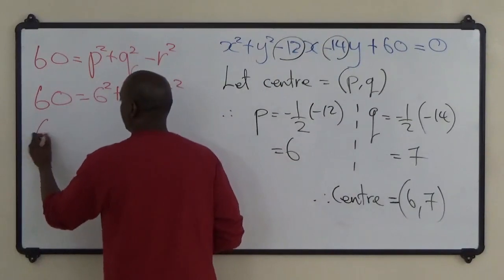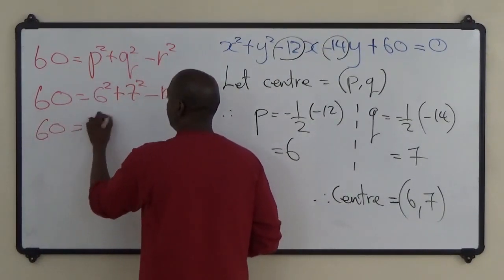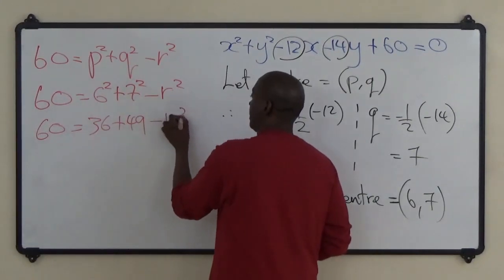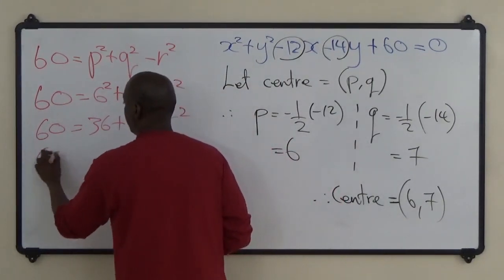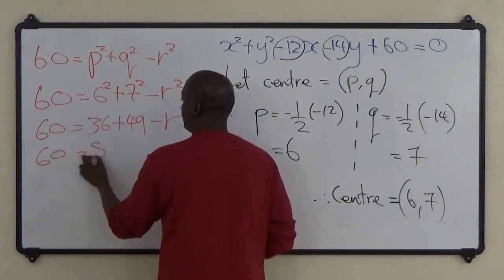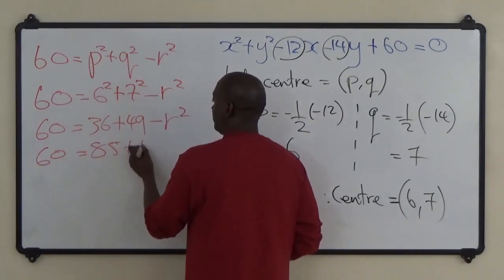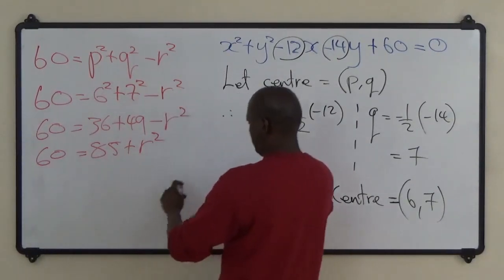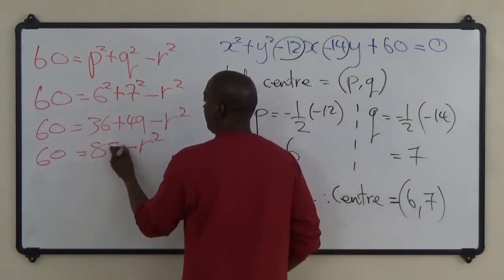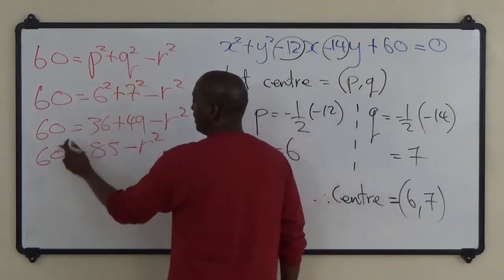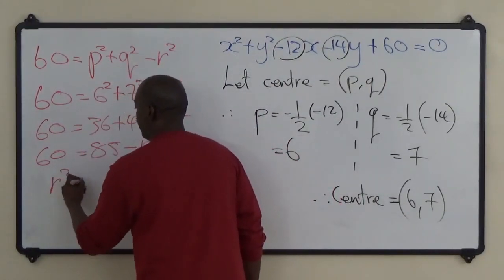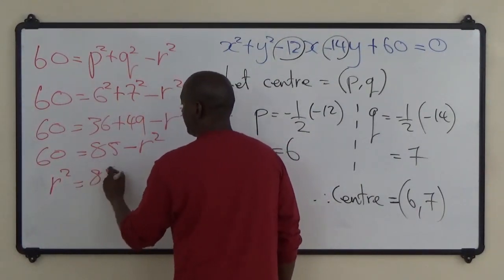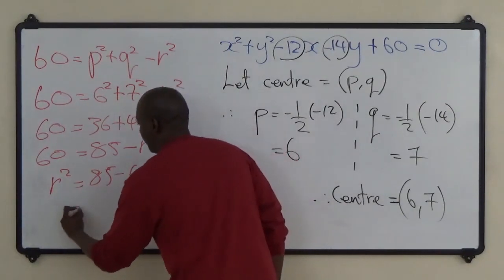So 60 is equal to 6 squared, which is still 36, plus 7 squared, which is 49, minus R squared. So 60 is equal to this plus this, 85, minus R squared. Take the minus R squared and bring it across here, so R squared, and then take the 60 and bring it across here. So R squared is 85 minus 60.